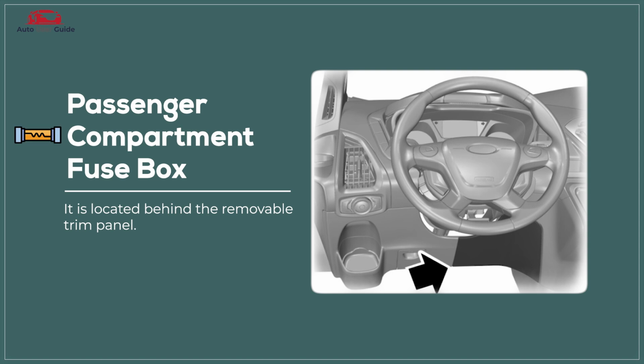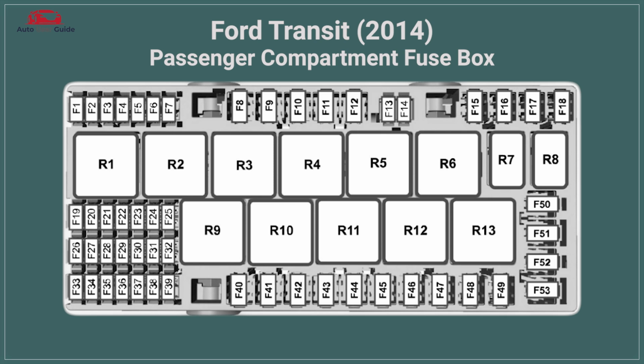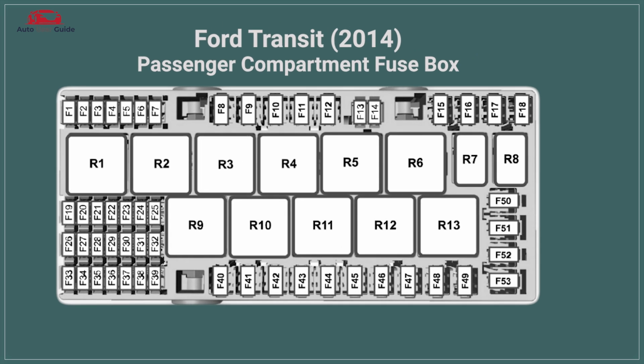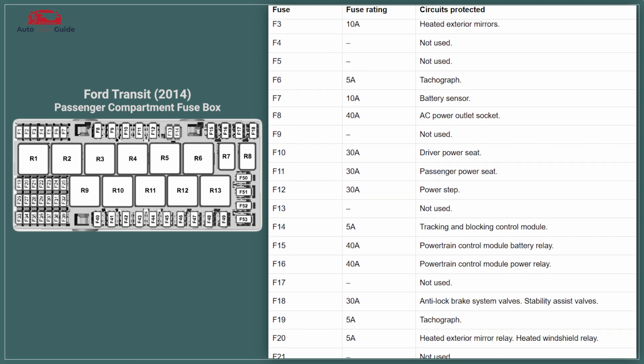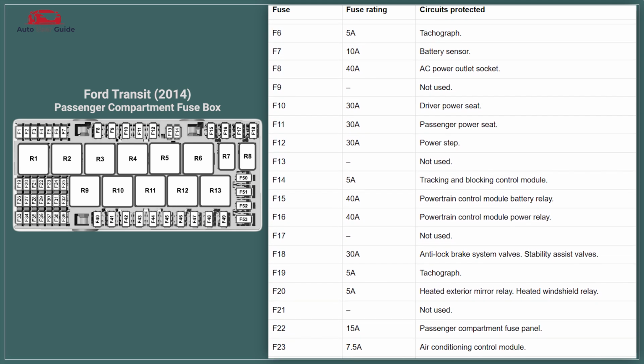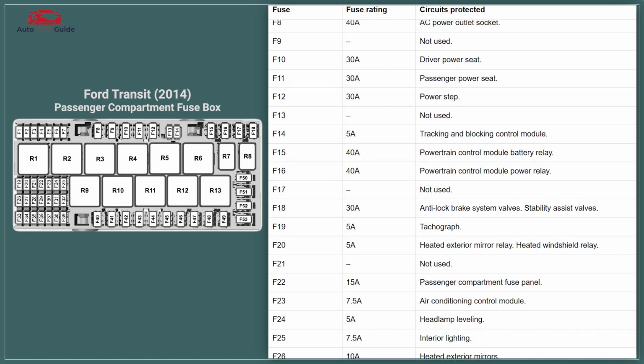Passenger compartment fuse box. The passenger compartment fuse box in the Ford Transit 2014 protects and distributes power to interior electrical components such as lights, climate control, and power accessories.